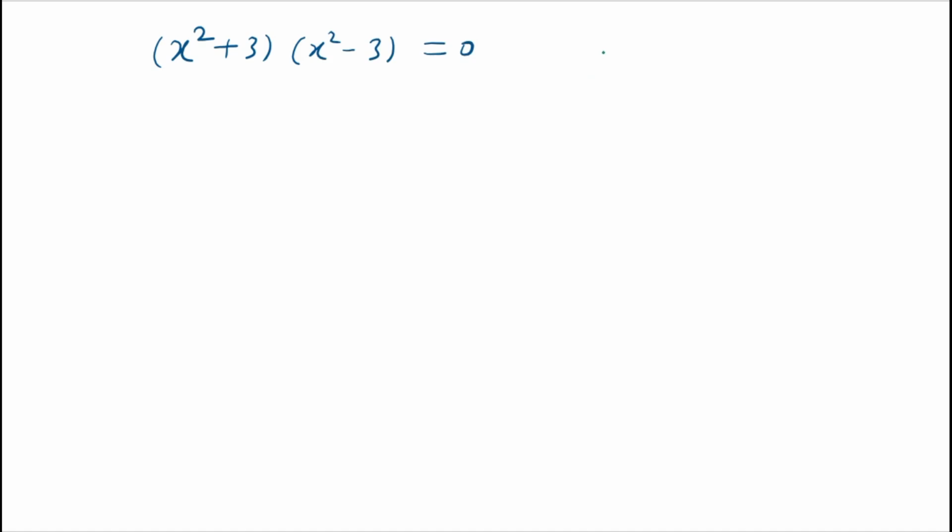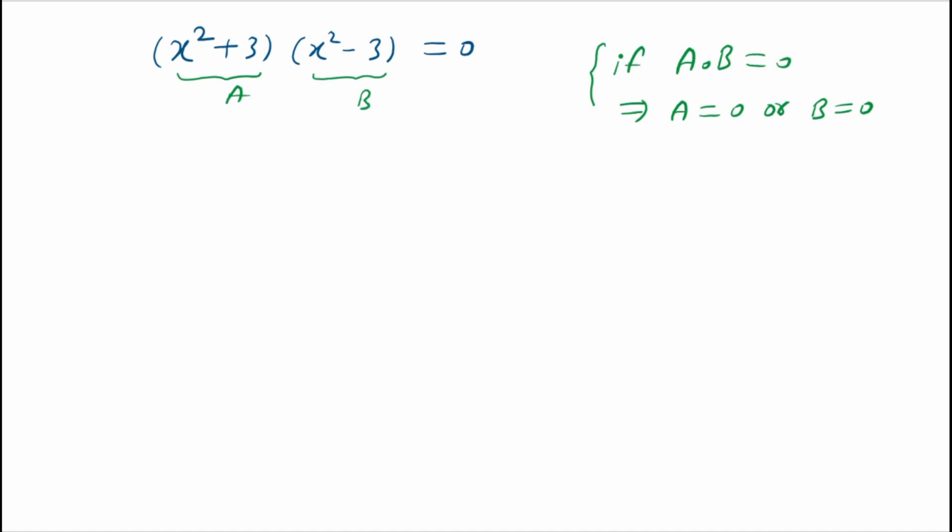Here we will apply this rule: if a times b equals 0, this implies a equals 0 or b equals 0. If this expression is a and this expression is b, then you can say x squared plus 3 equals 0, or x squared minus 3 equals 0. Then x squared equals minus 3.